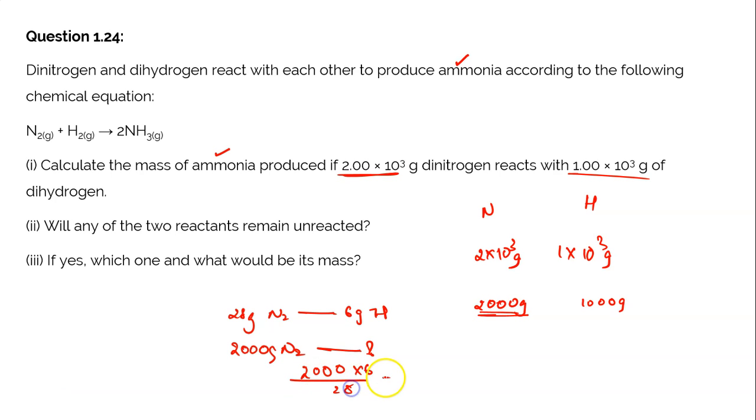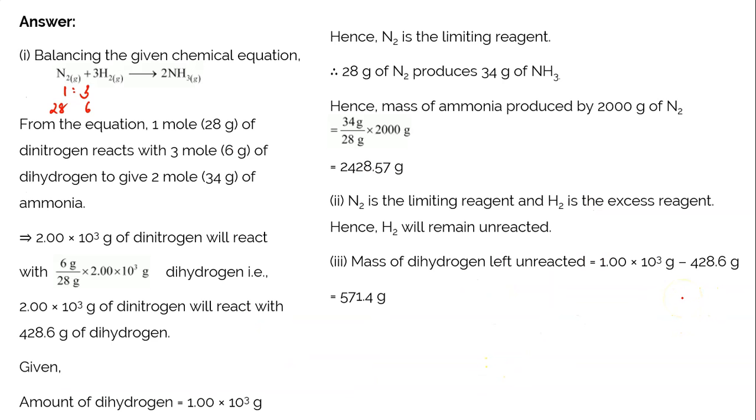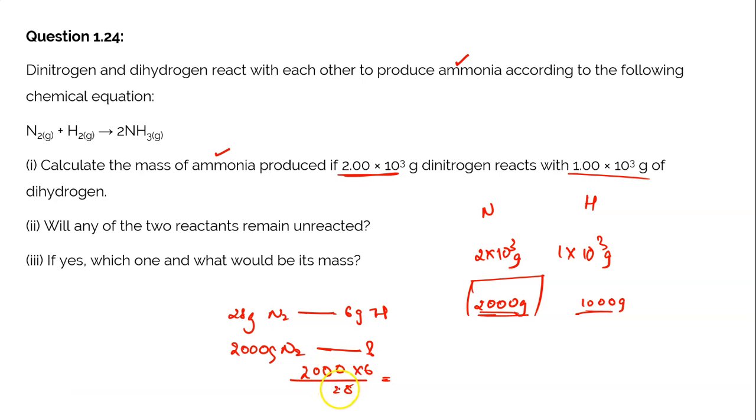2000 into 6 divided by 28. This is the mass of hydrogen that is required to react with the given grams of nitrogen so that you can obtain the ammonia, right? But then the point over here is when you simplify this and check, it will not be 1000. It is something entirely different from 1000, and the simplified value is around 428.5. So you just need 428 grams of hydrogen. But then how much hydrogen do you have? You have 1000 grams of hydrogen. Do you need all of this for this reaction to happen? No, you don't need all of it. You just need 428.5 grams of hydrogen.